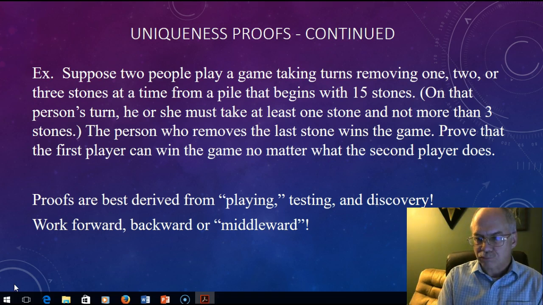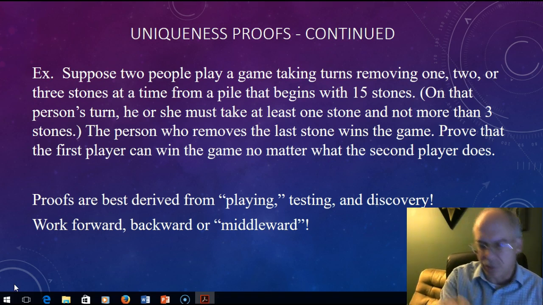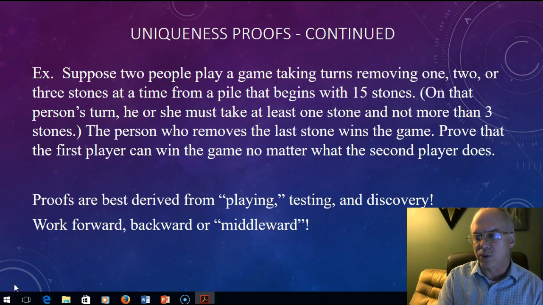Okay? Now, by the last stone, I mean whoever clears off the board. He doesn't just take 1 stone. He takes either 1, 2, or 3 stones in his last move. Every move, someone does 1, 2, or 3 stones. So prove that the first player can win the game no matter what the second player does. Okay? So here's the proof.